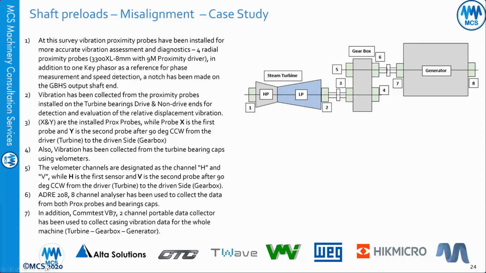In this survey, vibration proximity probes have been installed for more accurate vibration assessment and diagnostics. We installed 4 radial proximity probes, the 3300 XL 8 mm with 9 meter proximity driver, in addition to 1 Keyphasor as the reference for phase measurement and speed detection. A notch has been made on the gearbox high-speed output shaft. This turbine doesn't have anything. It's very old, but we were lucky that there was a spot on the shaft.